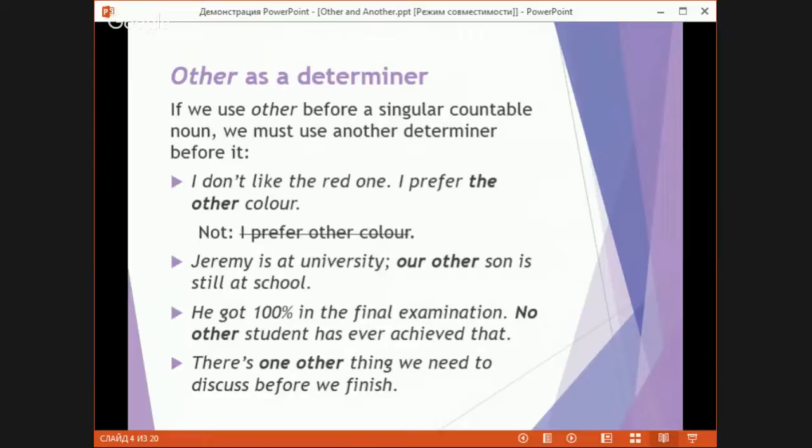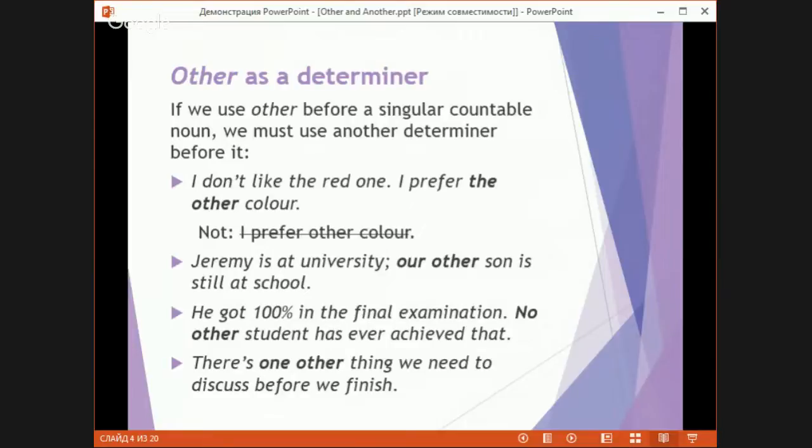I don't like the red one. I prefer the other color. So this is when we talk about a singular countable noun. Jeremy is at university. Our other son, one more determiner, is still at school. He got 100% in the final examination. No other student has ever achieved that. No other. And the last one, there is one other thing we need to discuss before we finish. One other, like the other thing, let's say.